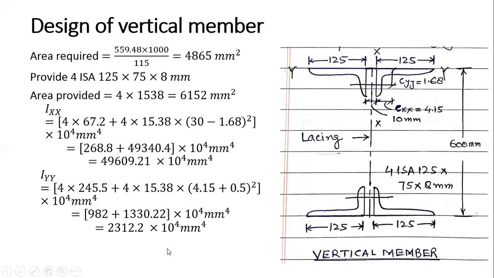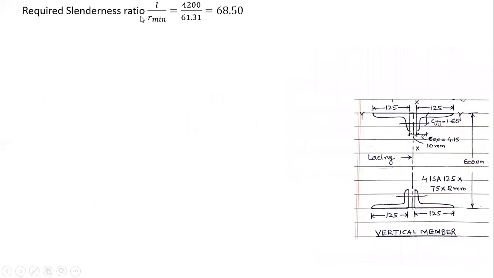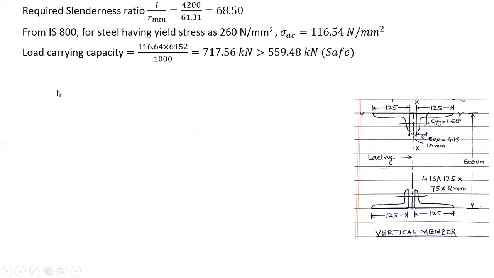Clear? Now here you see that Iyy is less as compared to Ixx. So I have to calculate the slenderness ratio corresponding to this one. So r minimum will be square root of I over A. So this is my I and this is my area, this is my area provided. So this is how much? 61.31. Calculate the slenderness ratio L by r, which comes out to be 68.5. Again from steel table, I have to calculate the permissible stress. So this is my permissible stress. Then in the last, I have to check the load carrying capacity. This is my stress, this is my area provided, converted to kilonewton. So this is my force, which is more than the force in the member. That means it is safe.